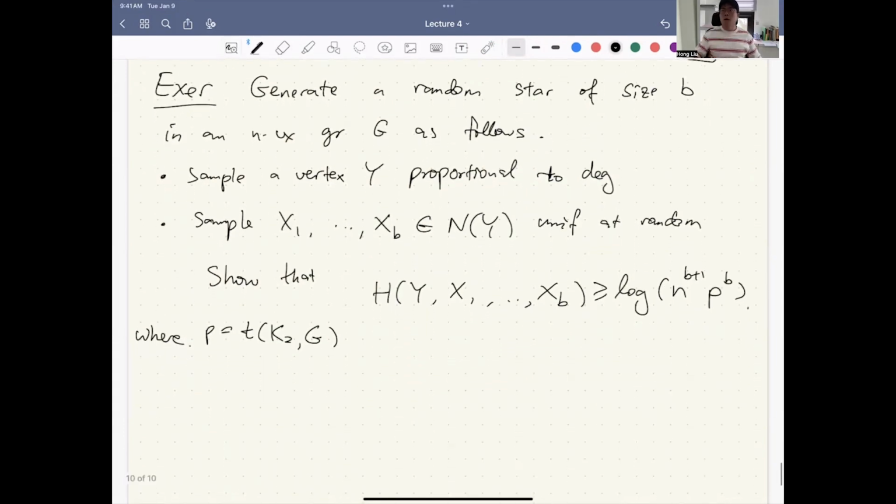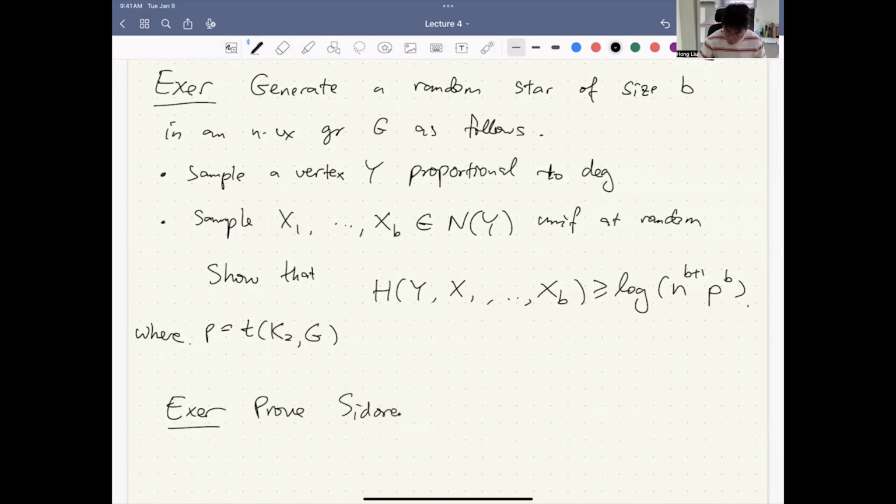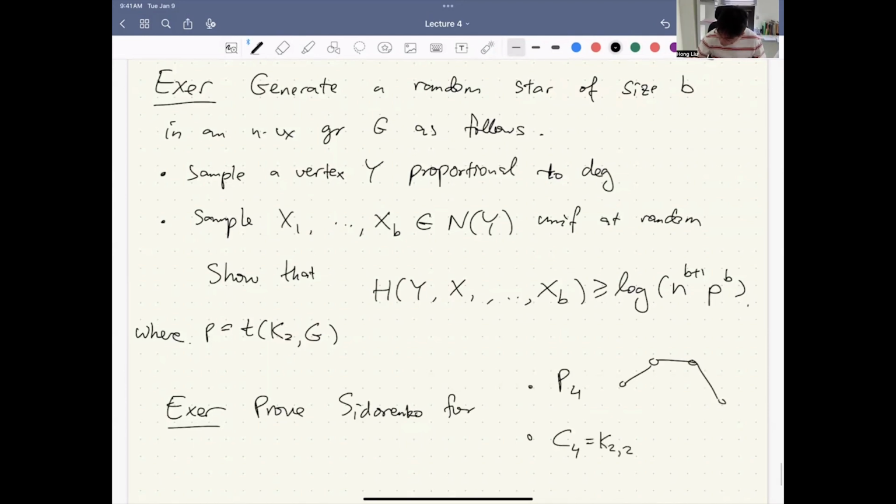Okay. Maybe next week we'll announce some set of homework problems. For the homework, you need to submit it. The exercise, you don't. And here are more exercises. Extend the argument here for K12, and prove it for two other cases. Prove Sidorenko for P4, the path of length 4, and C4, which is K22.